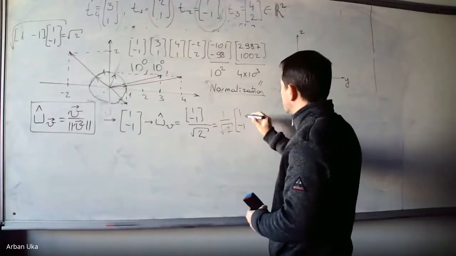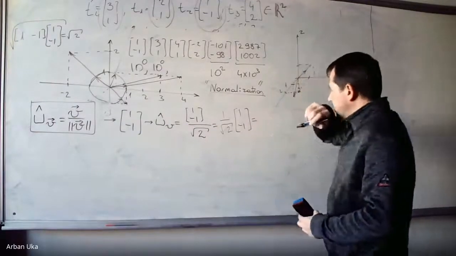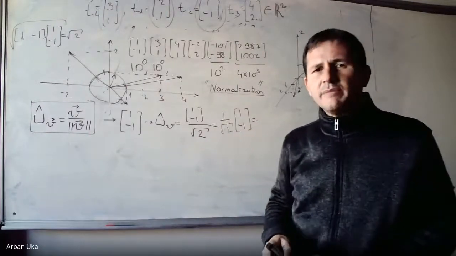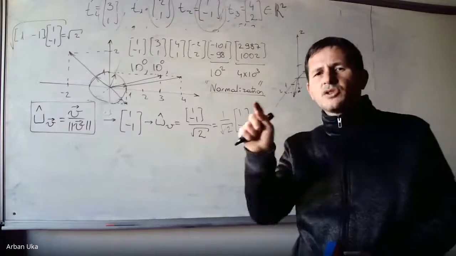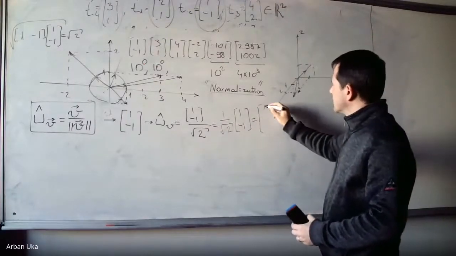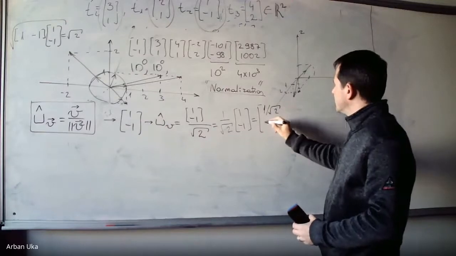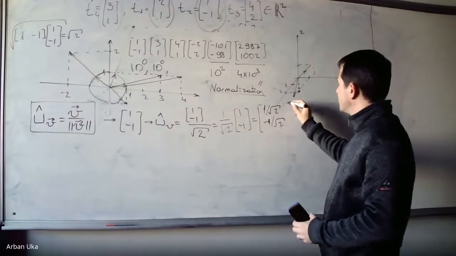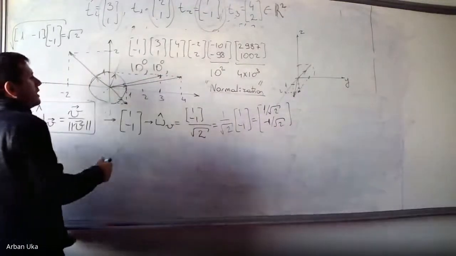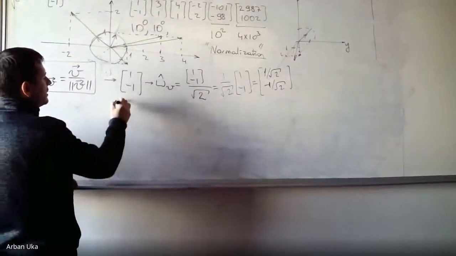This is 1, minus 1. We know that when we multiply a matrix by a constant number, this constant number multiplies each one of the elements one by one. So this is going to be, as Drini said, 1 divided by the square root of 2, minus 1 divided by the square root of 2. Fine, we found this unit vector. Let's pick up another one, this 4, 1, for example.